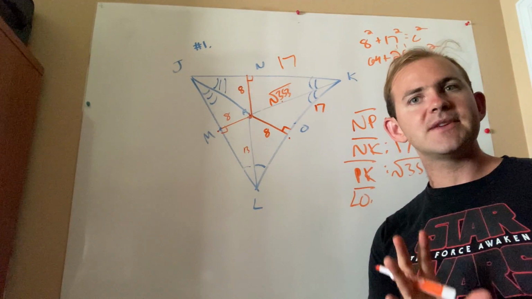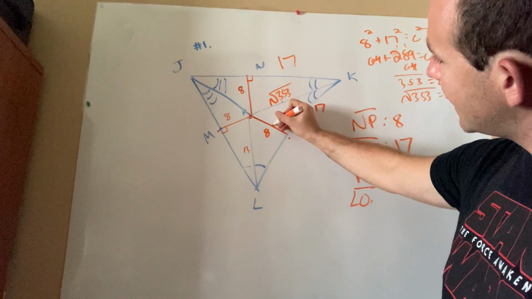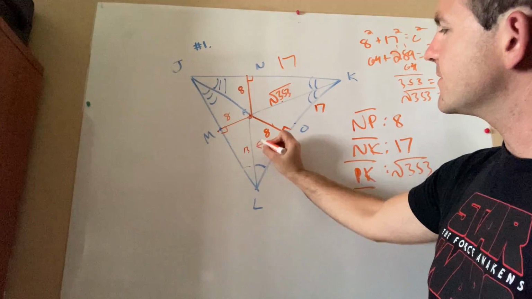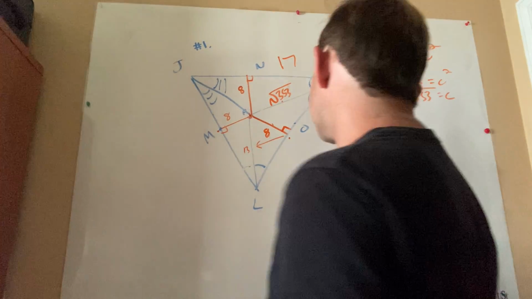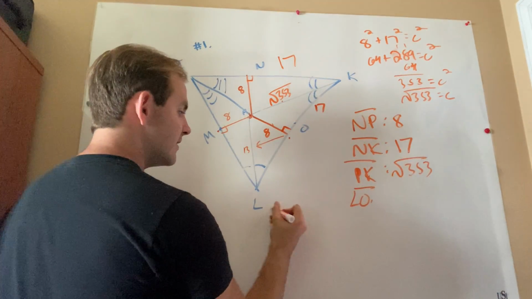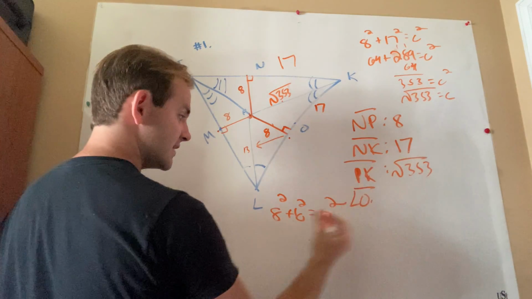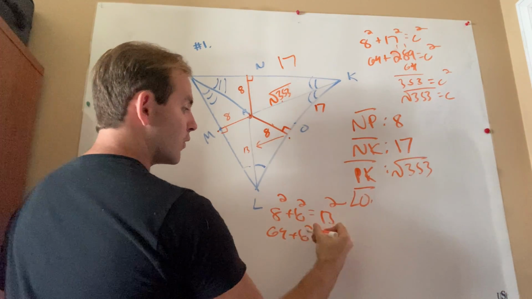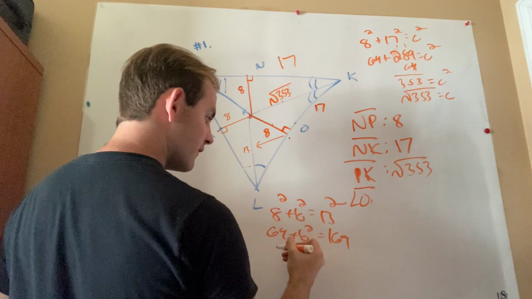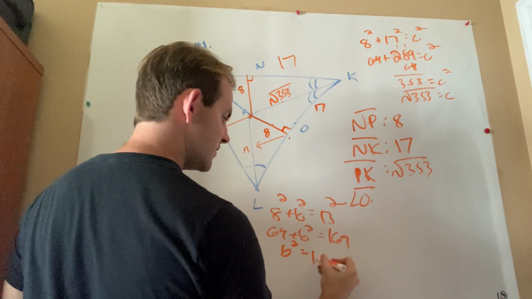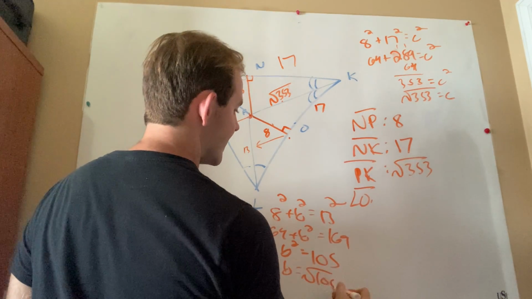And last but not least, they ask us about LO. Once again, this is gonna be a Pythagorean theorem problem. I have a right triangle right here, I have a leg, and I have a hypotenuse. So this one, instead of plugging in for A and B, I'm going to plug in for A and C. So that means I'm going to do 8 squared plus B squared equals 13 squared. 64 plus B squared equals 169. Subtract 64 from both sides, and I get B squared equals 105. And that means B equals rad 105.